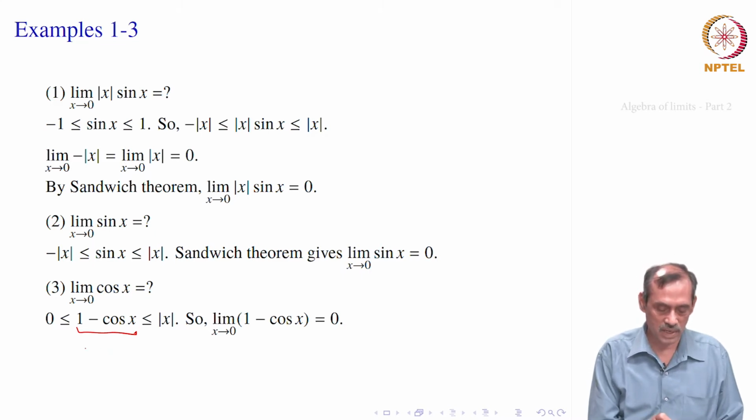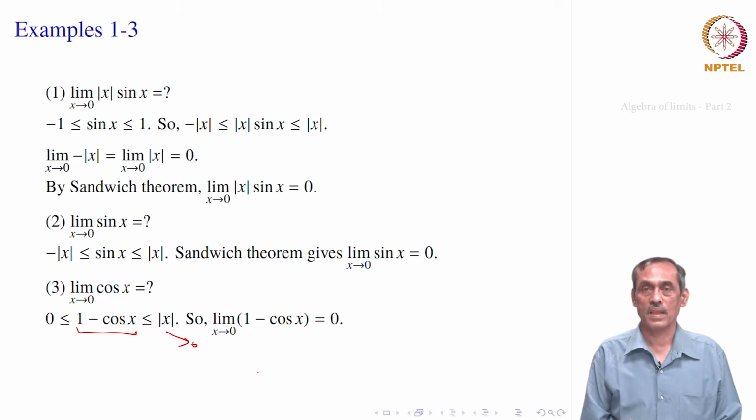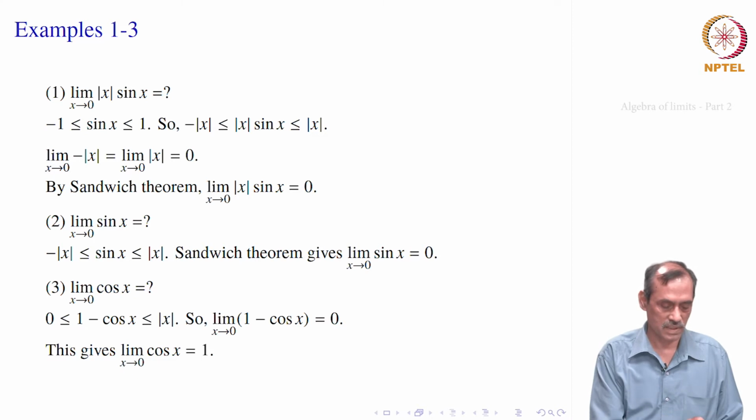Once you see this estimate, you see that as x goes to 0, this mod x goes to 0 and this is already 0. So, by the sandwich theorem again, the limit as x goes to 0 of 1 minus cos x equals 0. Then by algebra of limits, the limit of cos x should be equal to 1, because the left side is the limit of 1 minus the limit of cos x, the limit of 1 is 1 and the total is 0. So, the limit of cos x must be equal to 1. This kind of estimates you keep in mind, they will come in handy.